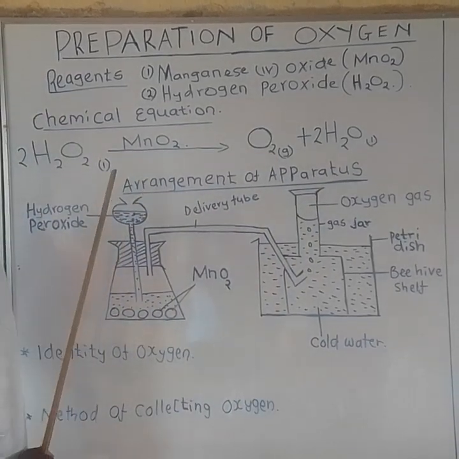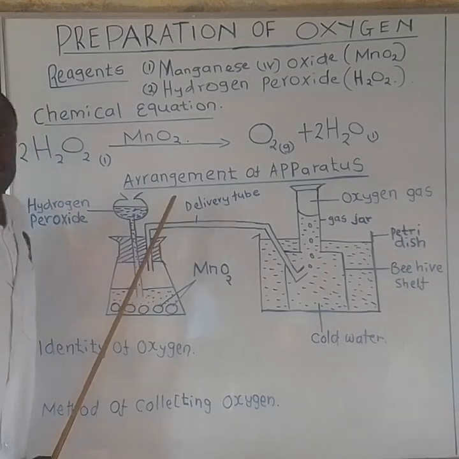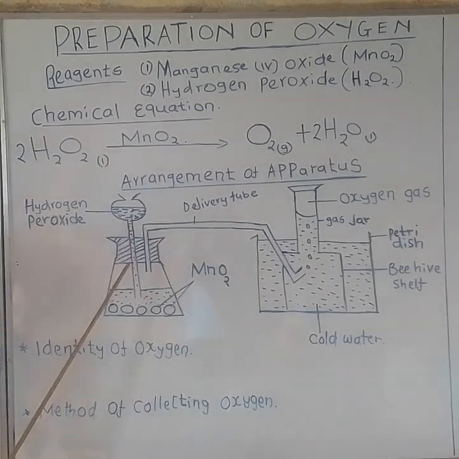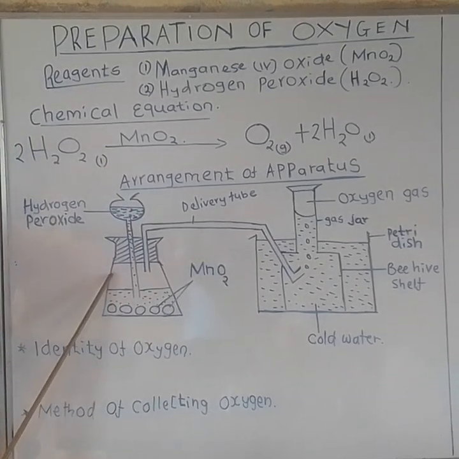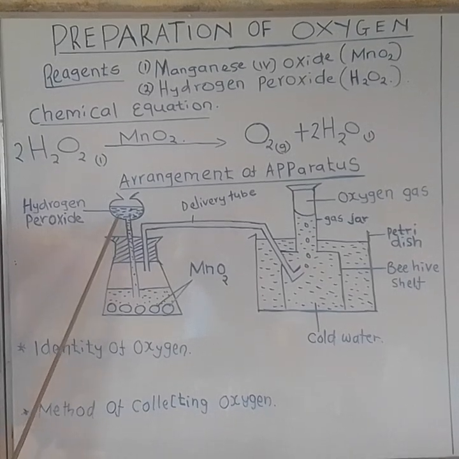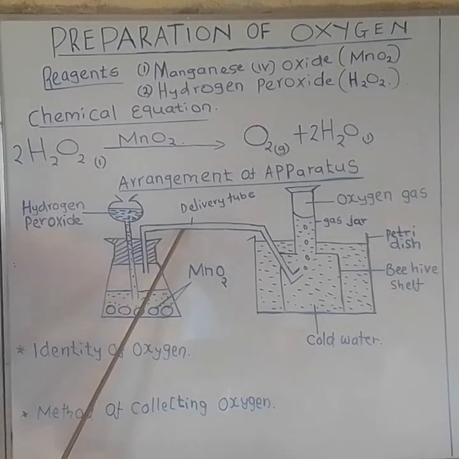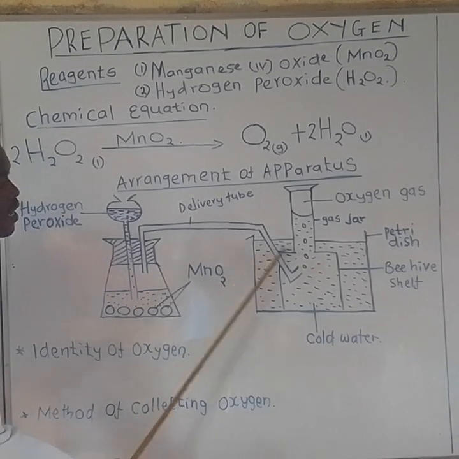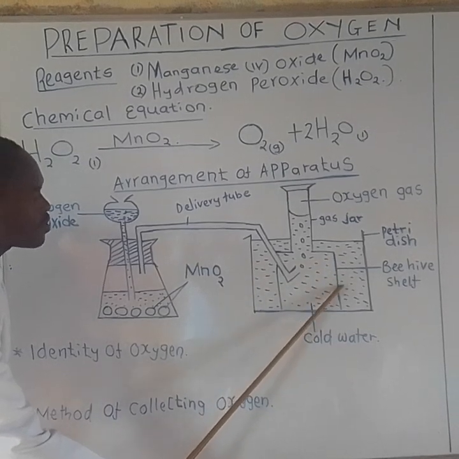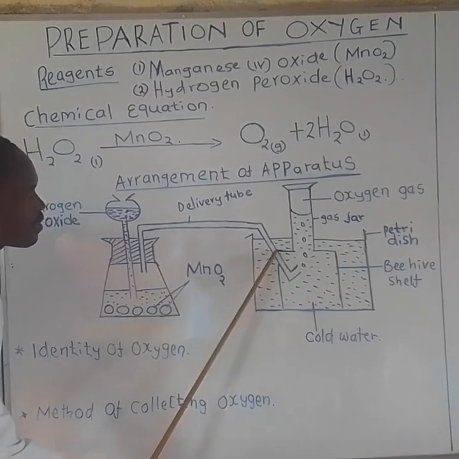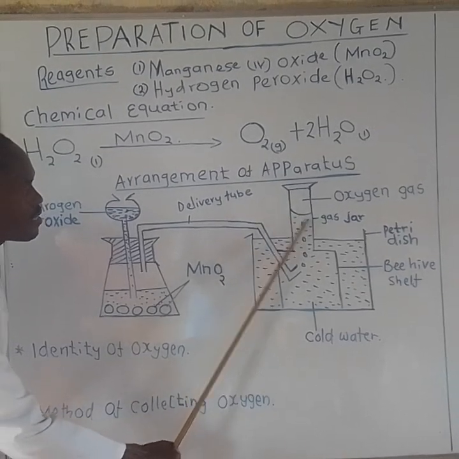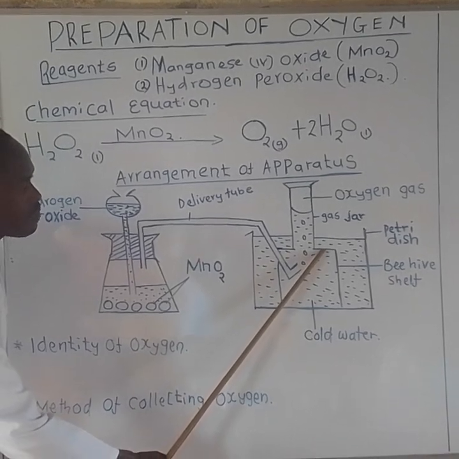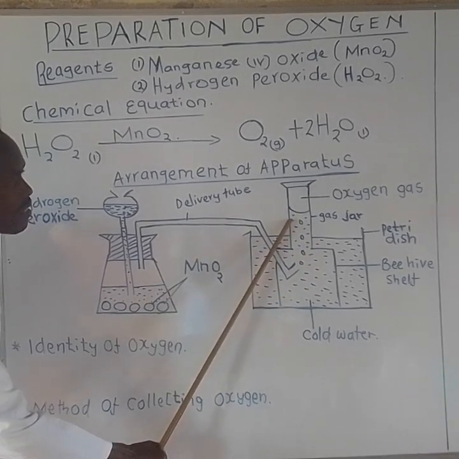And we also need to know how to arrange the apparatus during preparation of oxygen gas. This is the arrangement of apparatus. This is the conical flask. Then we have the thistle funnel, the delivery tube, the petri dish, the beehive shelf, and of course the gas jar. This is the gas jar, and the role of the beehive shelf is to support the gas jar.